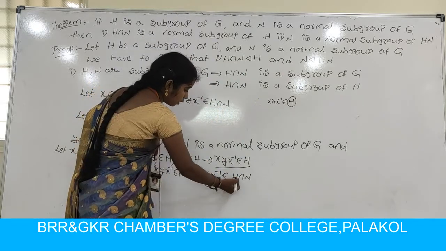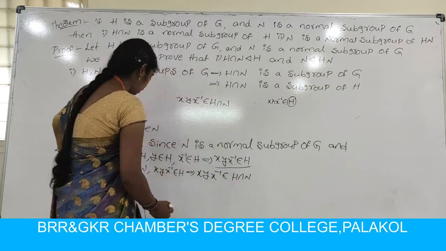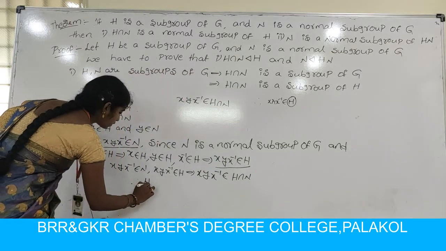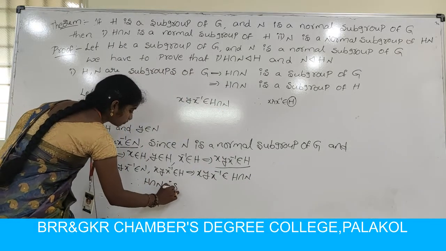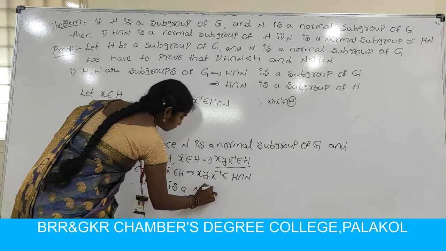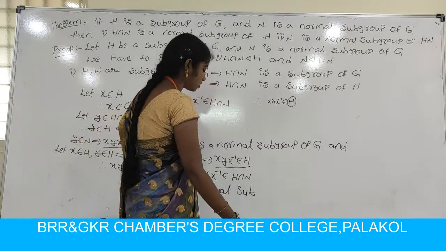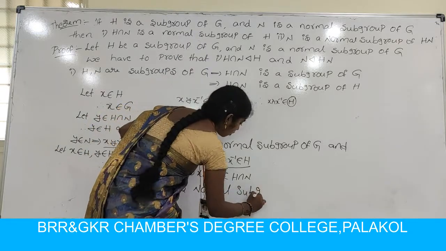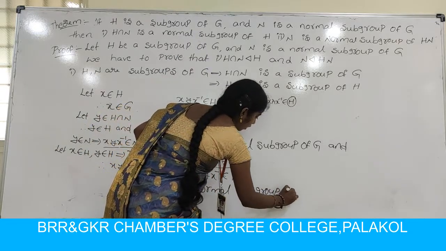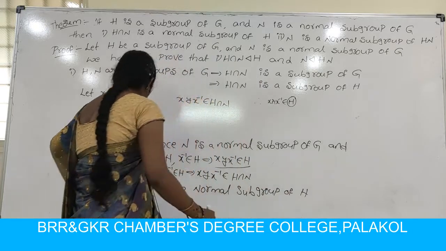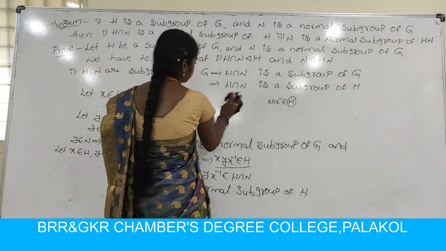So therefore H intersection N is a normal subgroup of Z, since H is a subset of Z, so it is a subgroup of H. Well, this is the first part.